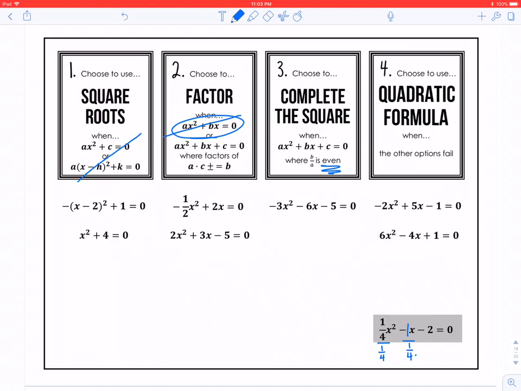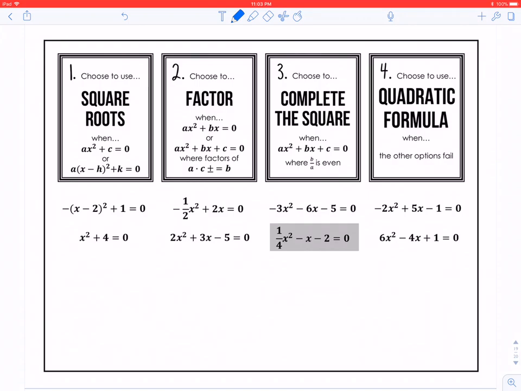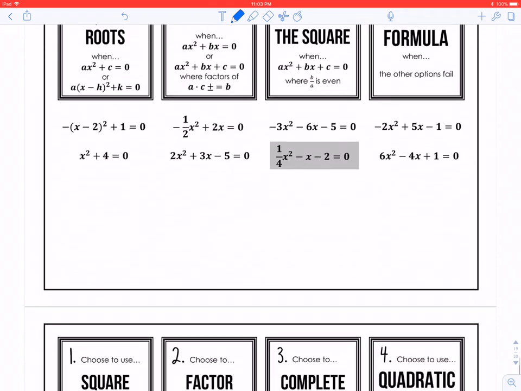Just in case you're tempted, thinking forward, would you really want to do quadratic formula if your a is a fourth? And some of you are going to say, sure, I'm going to make it 0.25 because I'm dealing with 25 hundredths and I'm just going to use my decimals and my calculator. And more power to you. If that's what you want to do, then of course that's an option. It's just not the most efficient. It opens up a big can of worms for making calculation errors. Okay, so that one we would definitely want to put in complete the square.